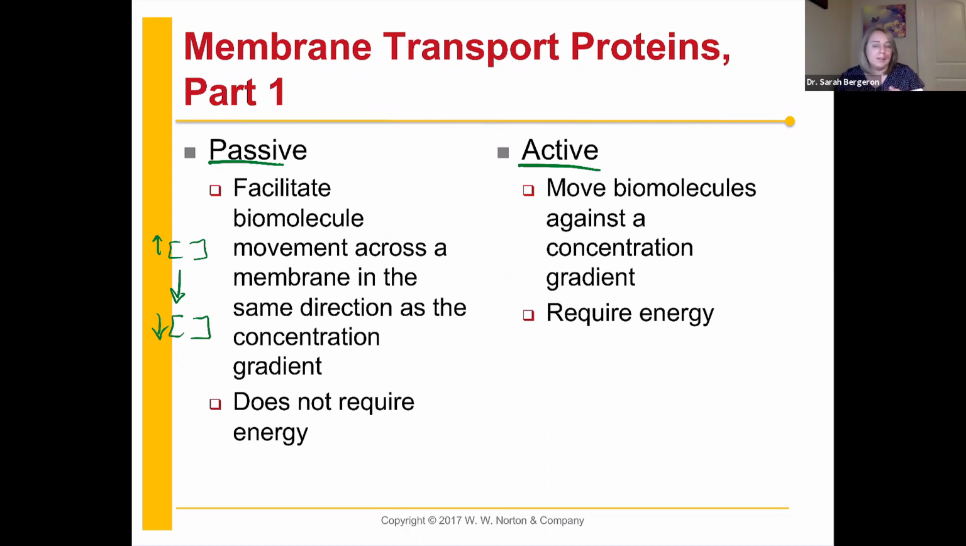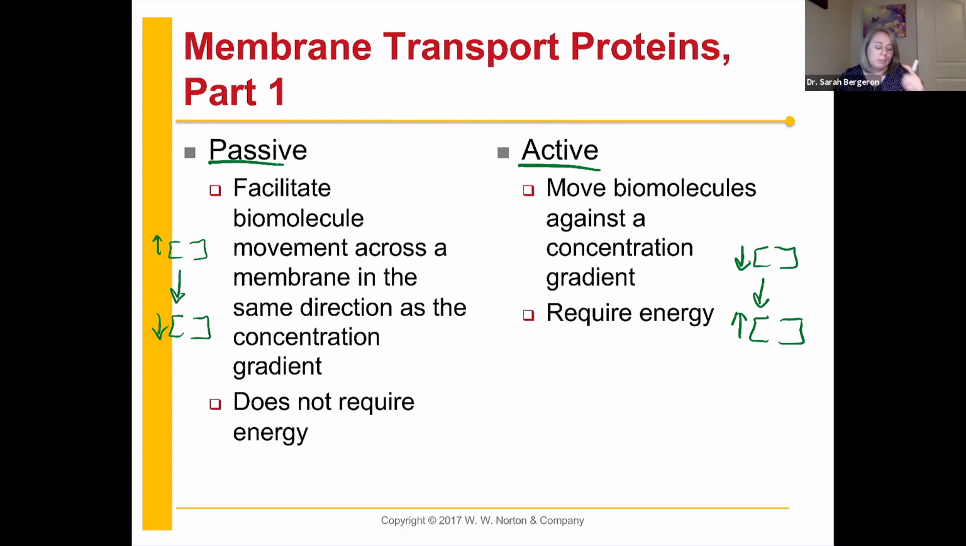The second class is active transport proteins. These are going to move our biomolecules against a concentration gradient. That means we're going to have a low concentration, and we're going to want to move it to an area of high concentration, right? This requires energy. We need energy in order to make this happen.